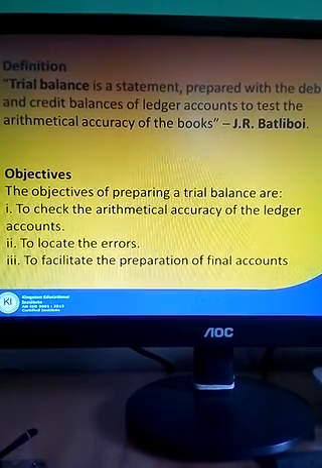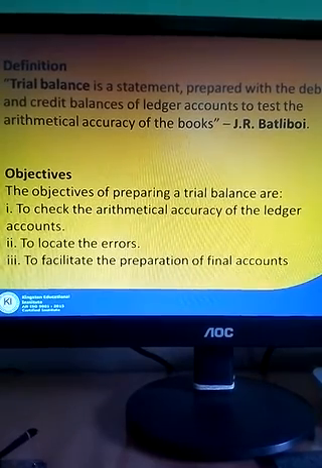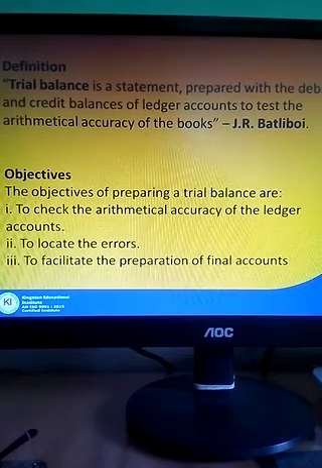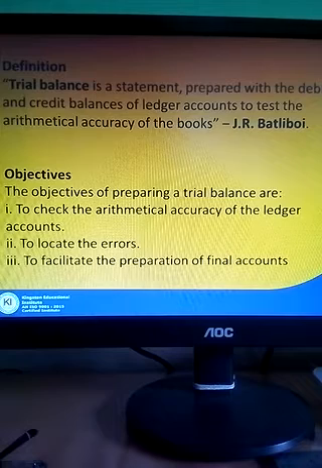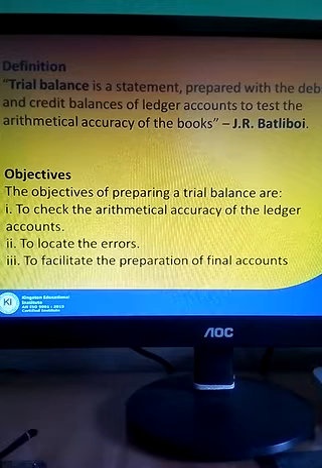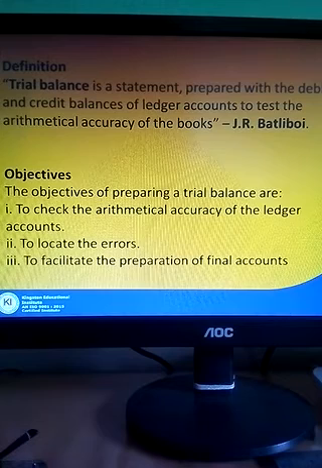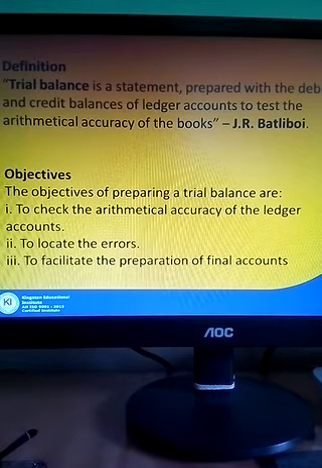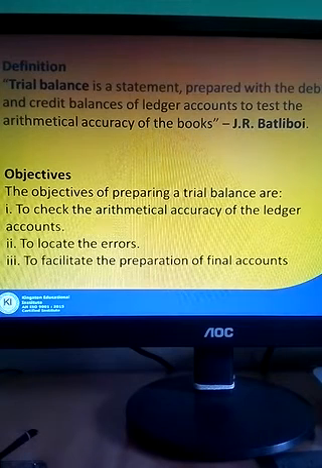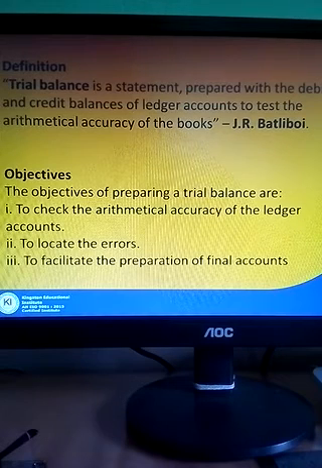Trial balance is a statement prepared with the debit and credit balances of ledger accounts to test the arithmetical accuracy of the books. That means in case of trial balance we are going to take the debit and credit balances of ledger accounts. First we record the transaction in the journal book, then from the journal we are going to post it into the ledger, and after balancing the ledger account we will put the balances, either debit balance or credit balance, in a statement that is known as trial balance.